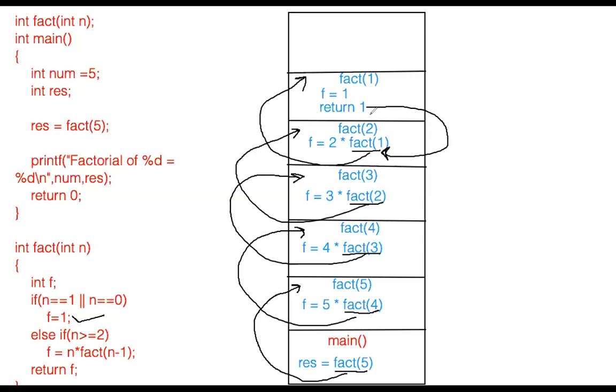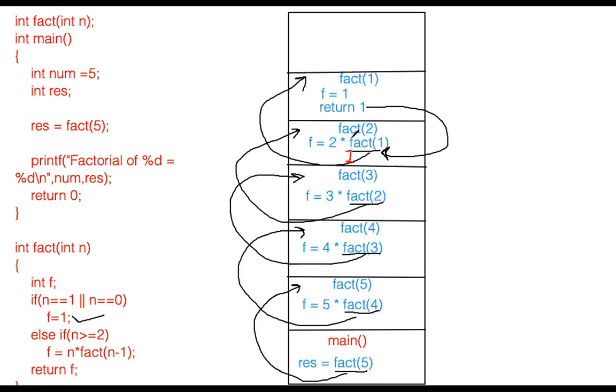Who called fact of 1? Fact of 2. So it is returned to fact of 2. Very simple. So what is the return value of fact of 1? Tell me. The return value of fact of 1 is 1. Yes, sir. So the formula becomes 2 into 1.